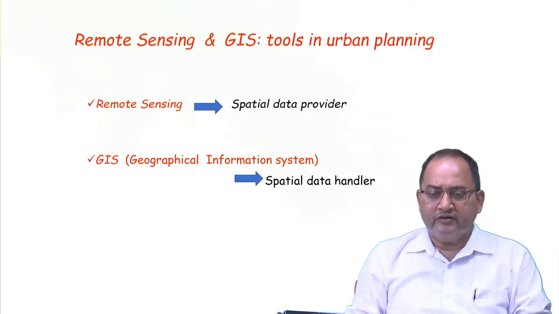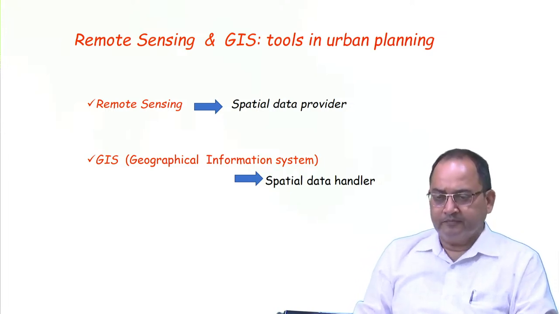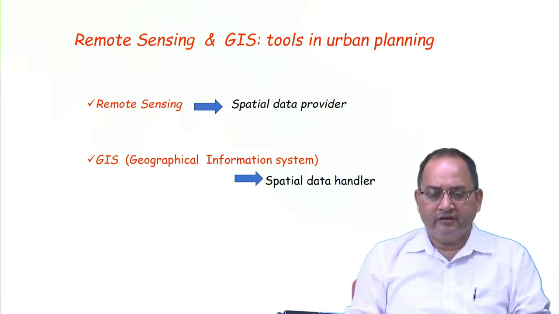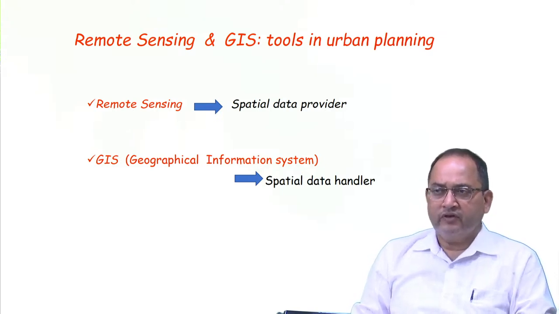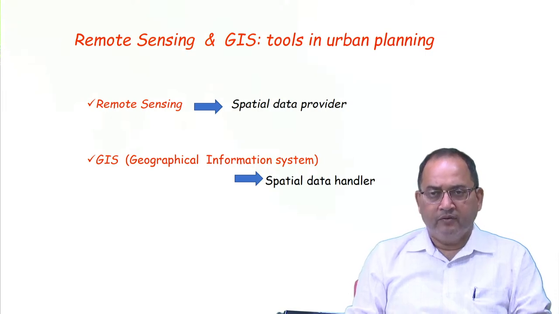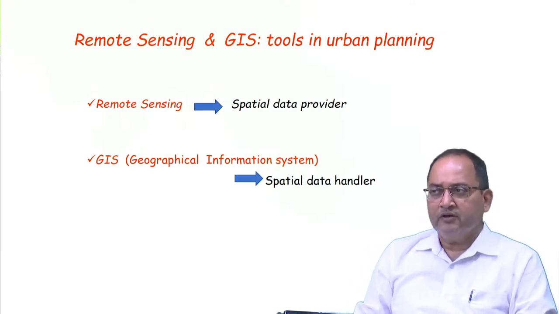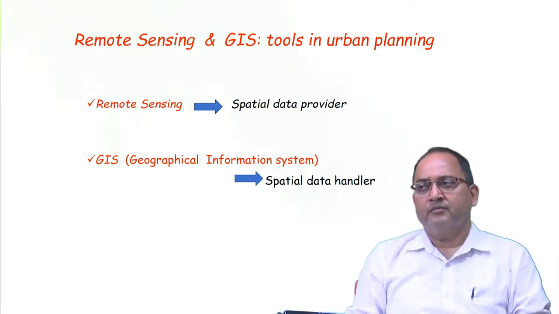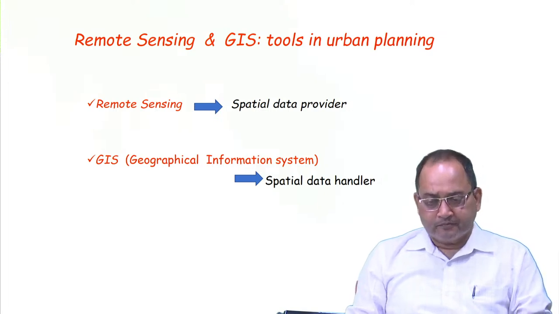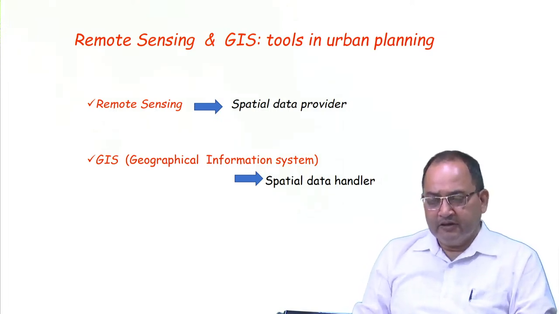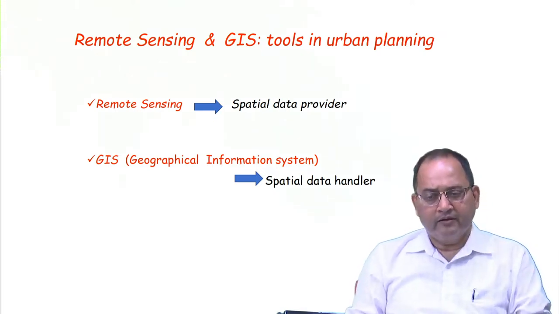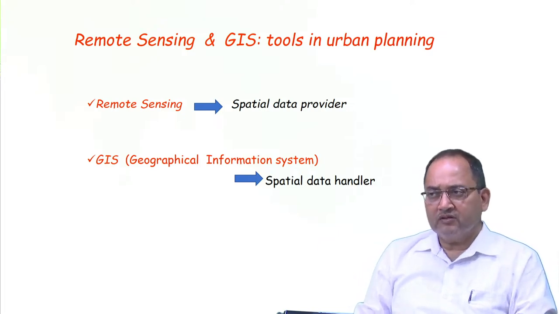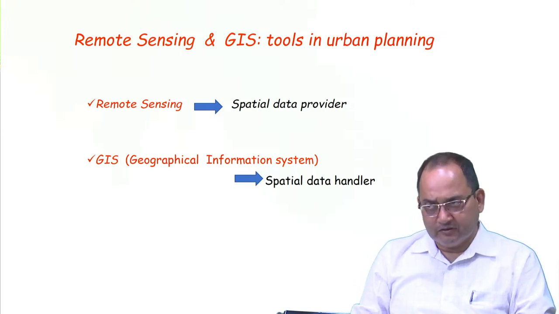So here is where remote sensing and GIS come into planning. Remote sensing basically serves as a spatial data provider. It provides you spatial data which is very accurate and up to date. While GIS provides you an environment where you can handle this data. Basically, you can generate spatial data from a number of data sources. You can integrate the data and analyze the data, and subsequently you can also transfer the data to other people very fast.